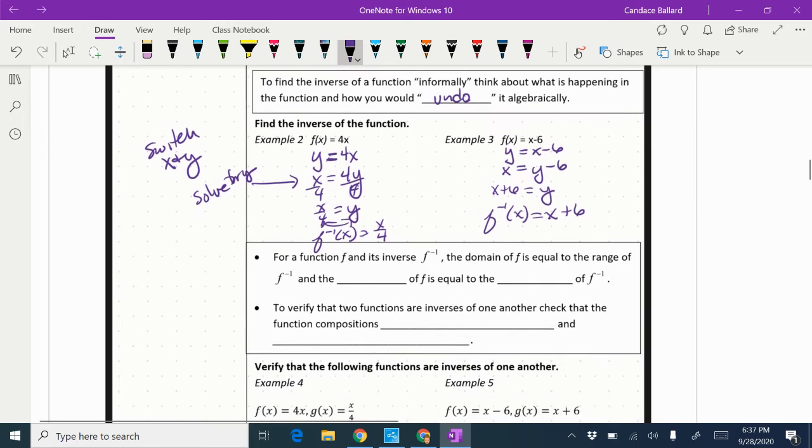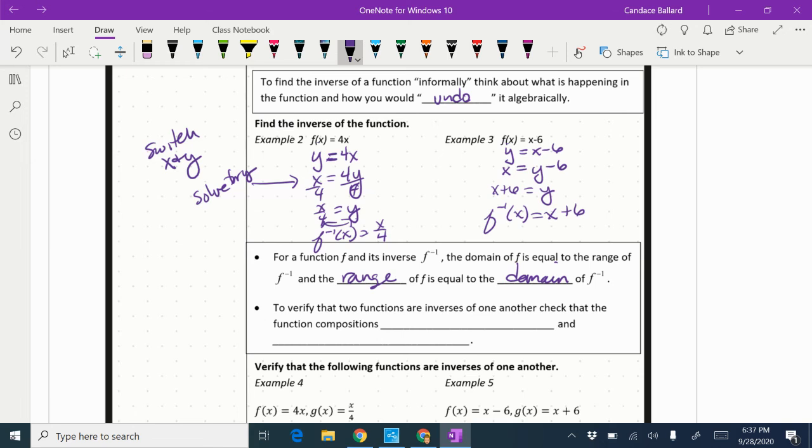And then just a little bit about the domain and the range. So for a function f and its inverse f inverse, the domain of f is equal to the range of f inverse, and the range of f is equal to the domain of f inverse. Just another way to say, hey, x and y are switching places.